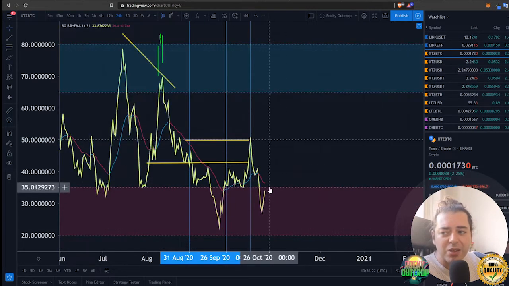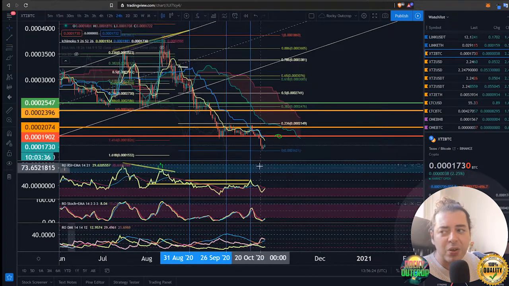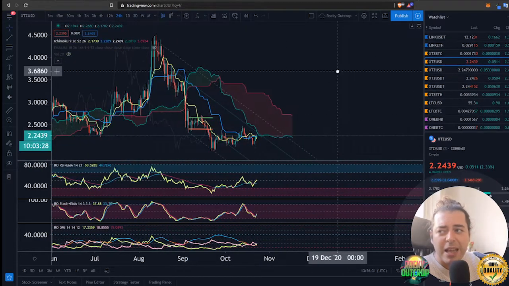Can we take out the bearish control zone here with this bullishly divergent low on the RSI and move towards the top side at that point? That's what we're looking for in terms of that one. Now the dollar coin pairing, same sort of scenario.